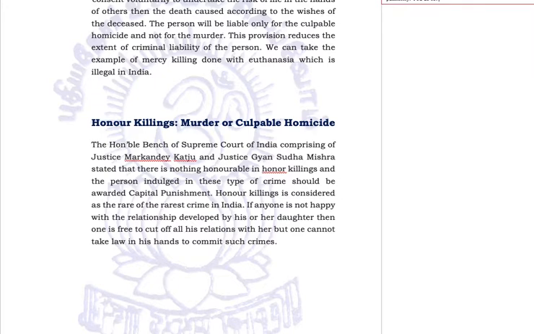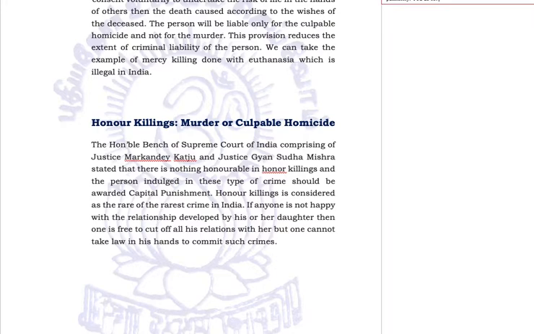Families feel that our son or our girl has put a blemish on the honor of the family and brought a dispute to the family. We should remove this smudge, this black mark put by the son or the girl. Then they end up killing them. Is honor killing a case of culpable homicide?